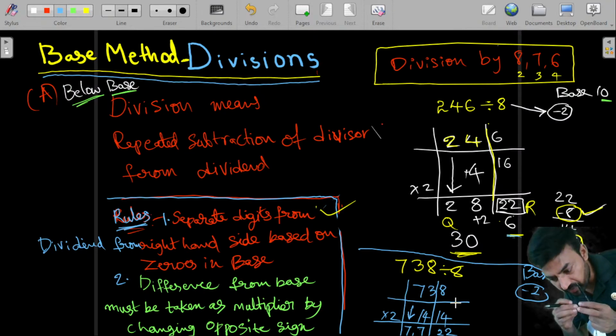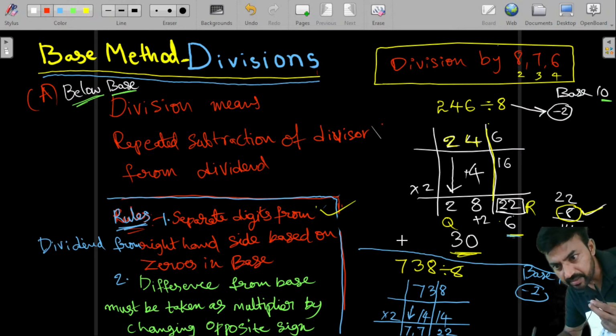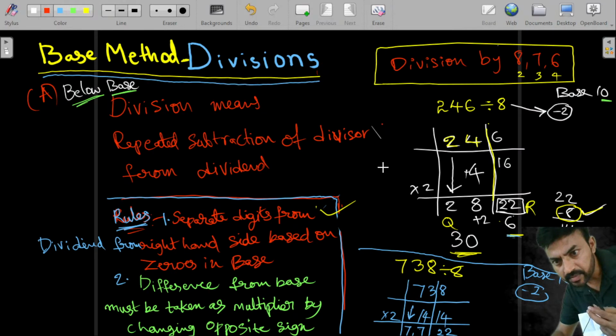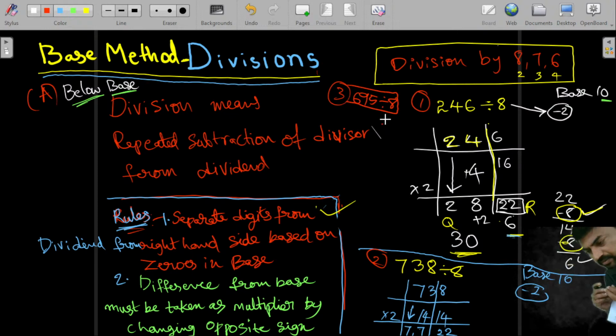You can complete this one. You can do this one also. Meanwhile, complete this, this is 1, this is 2. Complete third one also. 695 divided by 8. Do this also, third one. I will explain if you cannot do.